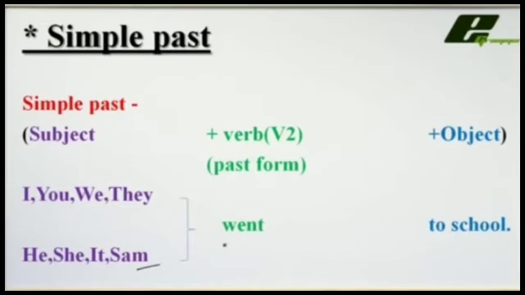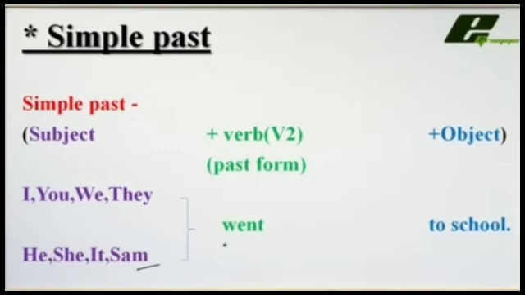Now in simple past tense, we have subject, verb and object. In subject, we use you, we and they, and he, she, it and Sam. For example, you went to school, we went to school, they went to school. He went to school, she went to school, it went to school and Sam went to school.